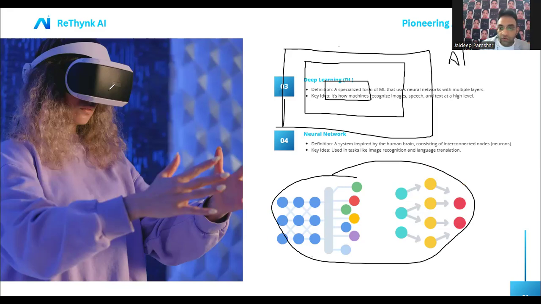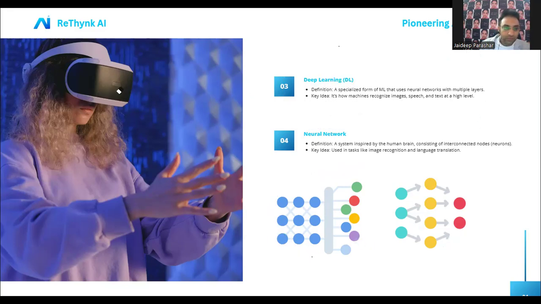So why do we need all these forms of learning like deep learning? Deep learning helps machines to recognize image, speech, and text at a higher level. A machine is just learning, but how is the machine going to differentiate between image, text, and different forms of input? It does so with the help of deep learning. And what is the logic behind a neural network? It is used in tasks like image recognition and language translation. I hope now it's totally clear to you.